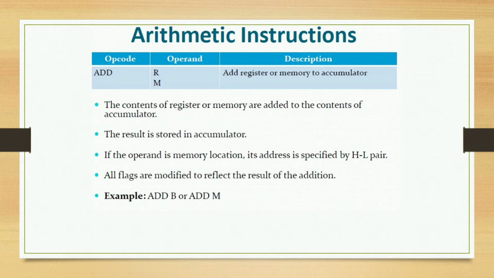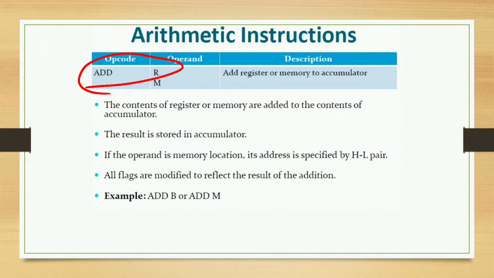What is arithmetic group? Arithmetic groups include instructions that are used to perform arithmetic operations such as addition, subtraction, increment, decrement, content of the register or memory. Now consider ADD R. This instruction depicts the addition of the content of register and the content of accumulator, and the result is stored in accumulator.